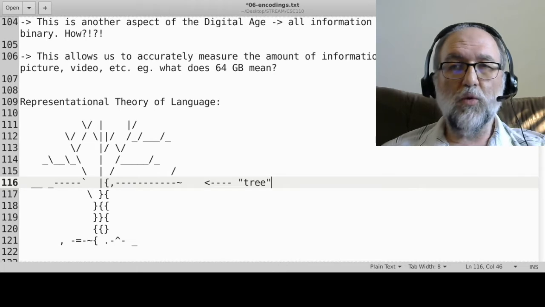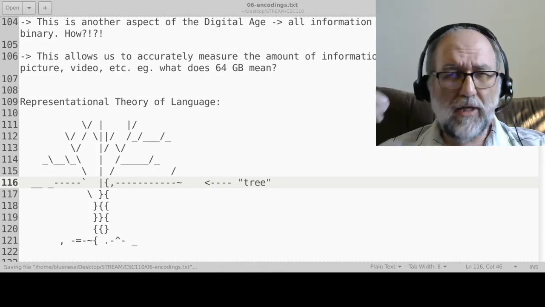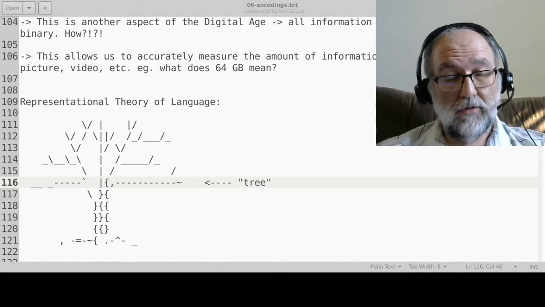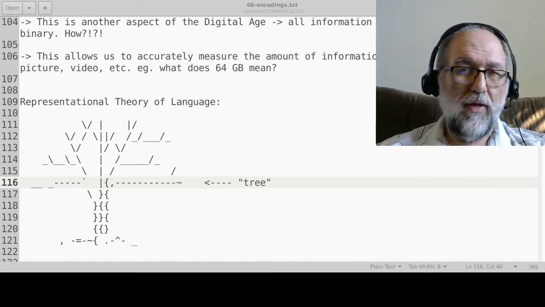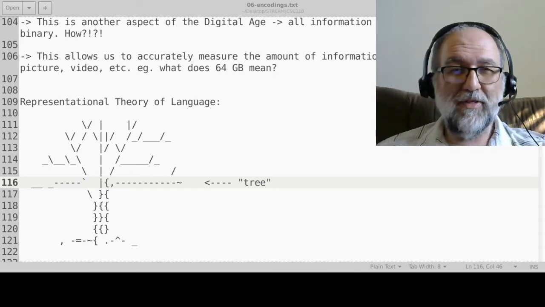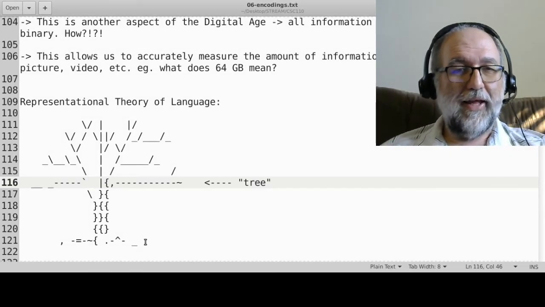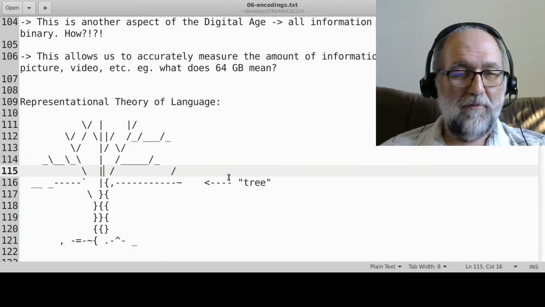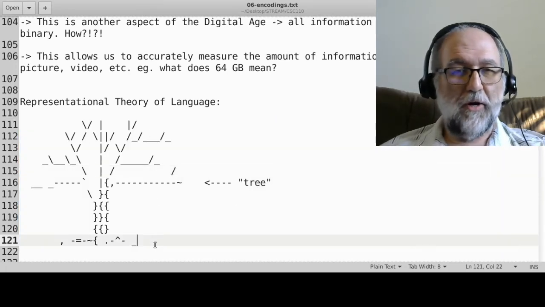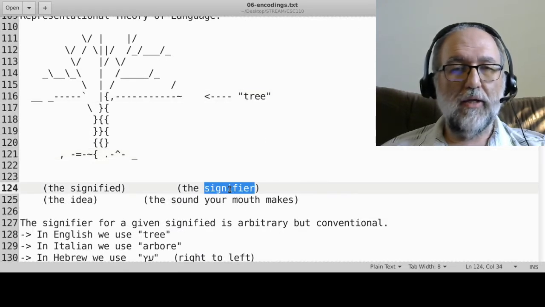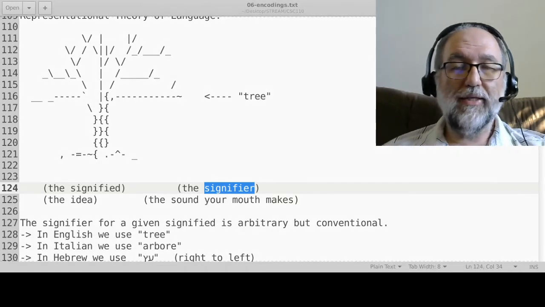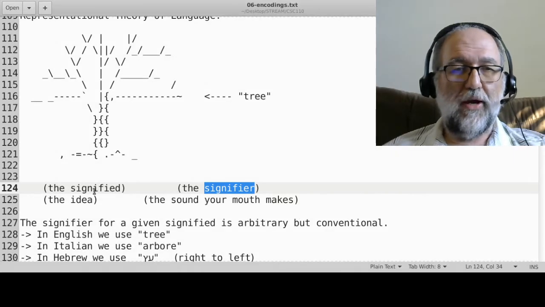So, if you hear me say the word tree, this picture should pop up into your head because you're an English speaker. And as an English speaker, you know that tree represents this thing with leaves, and looks a little bit like this picture right here that I have. This kind of stick drawing of a tree here. And so the word tree is one side of this picture. The word is called the signifier.